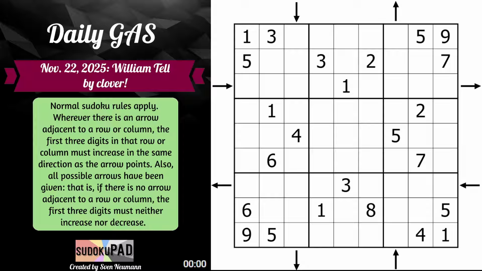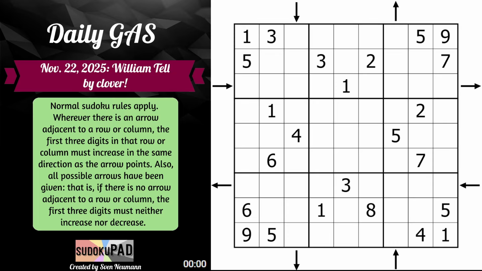But in all seriousness, how does this actually work? Well, Clover gives us a couple of for instances and ways to think about how this could work out. So the three digits on the far right of row 7, we have this arrow pointing in this direction, must increase from right to left.